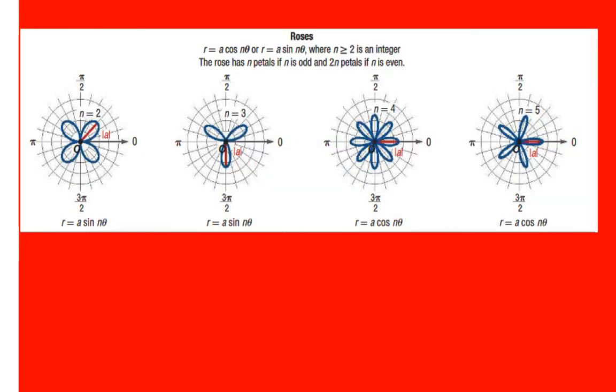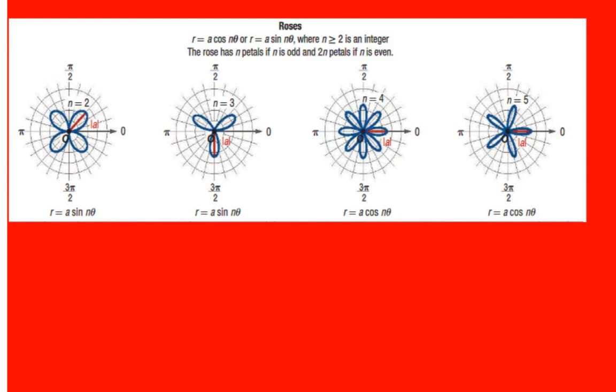Alright, the next kind is a rose, and this is actually my favorite. You'll have equations in the form r equals a cosine of n theta, or it could be a sine of n theta.